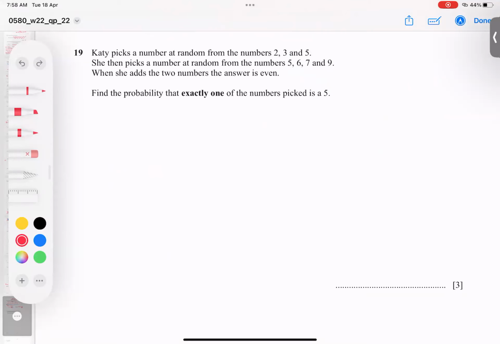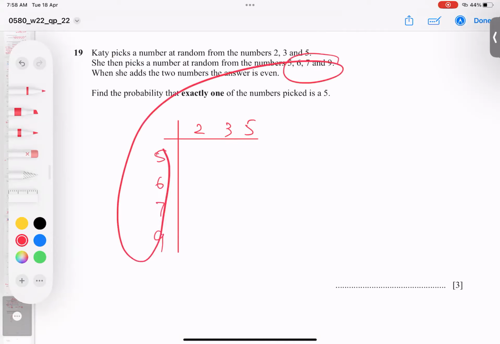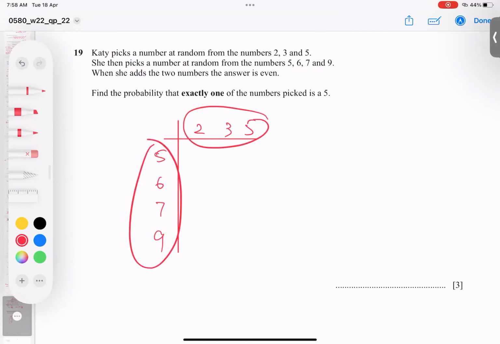This question, some students are having issues here. He said K picks a number at random from these three, and then she picks a number from these numbers, and when she adds, two numbers are even numbers. So leave it. First we discuss addition. So 2, 3, 5, I write from top, and 5, 6, 7, 9. These numbers I take vertically, like a dice, a 3-faced dice and a 4-faced dice. When you roll, you get the two, and you might add them.